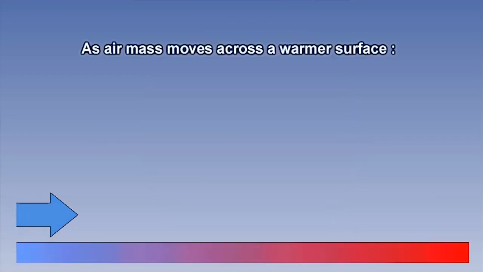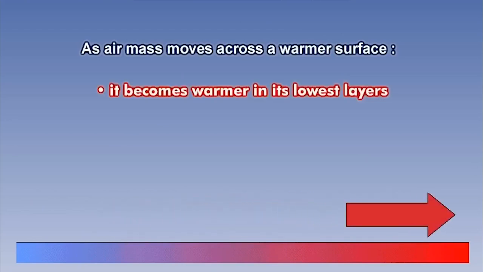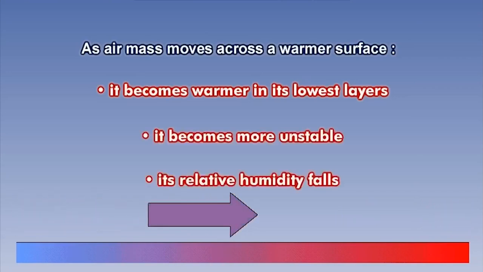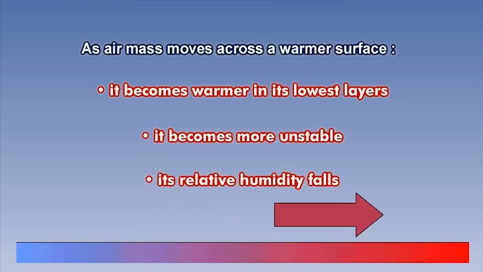It is only when the air within a distinct air mass moves away from its source that we get complications. If the air moves to a warmer zone, it will be warmed from beneath, increasing the lapse rate, and will therefore become more unstable. As a result of the warming, the relative humidity will also decrease.